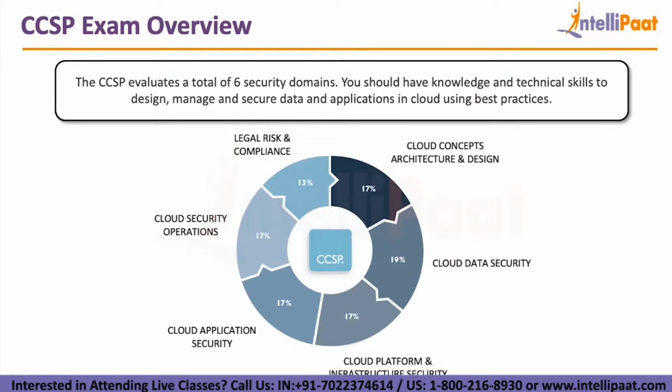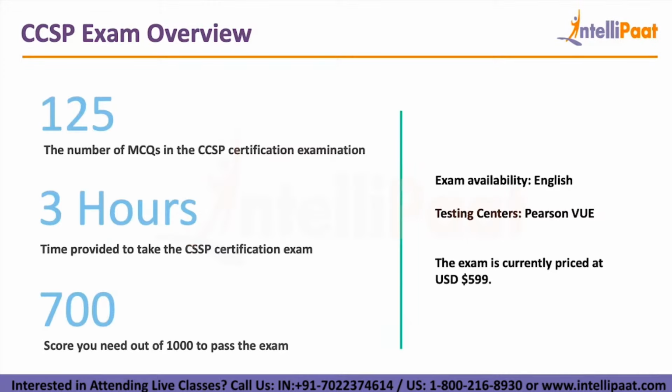Now when you talk about the exam, in total it will have 125 MCQs for you to attempt. You will have 3 hours to attempt these MCQs, and the score that you have to get is 700 out of 1000 in order to pass this certification. Okay, this exam will be available in English, and you can give it at Pearson VUE data centers, and this will cost you around $599 if you wish to proceed and give the exam.